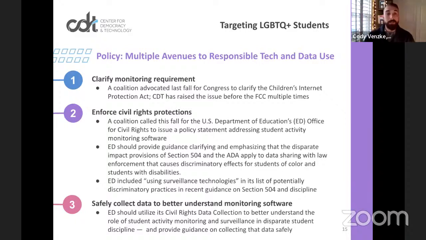And SIPA includes not just the monitoring provision we've been talking about today, but also one on filtering.